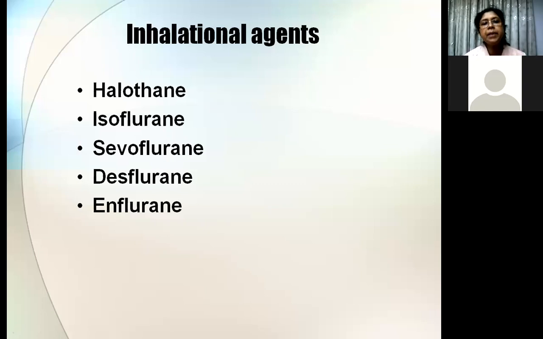Right. Then let's get on with the inhalational anesthetic agents: halothane, isoflurane, sevoflurane, desflurane, and enflurane. These are drugs that we can use to induce patients or make them unconscious by giving them these drugs to breathe, or sometimes if we use IV anesthetic agents and put them to sleep, we can maintain the anesthesia with these drugs.